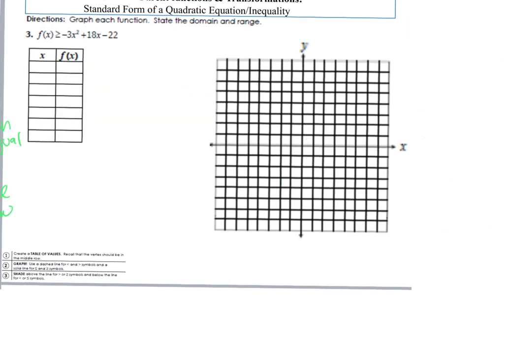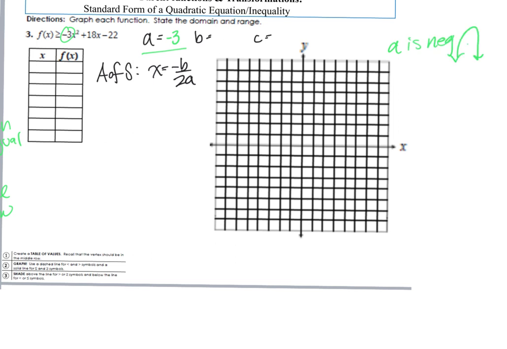Okay, number 3, we have f of x is greater than or equal to negative 3x squared plus 18x minus 22. Okay, labeling A, B, and C. A is negative 3 because it's the number in front of x squared always. Because that first value is negative, A is neg. That means negative people frown. My arrows are going down. B is positive 18 and C is negative 22.